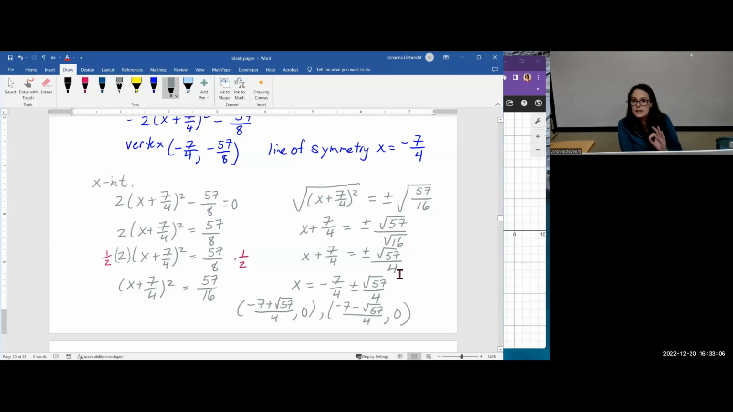Now 57 does factor. It's 3 times 19. But 3 and 19 are both prime. They're not perfect squares. So factoring it won't help. And then you can see that I wrote out the x-intercepts right here. Let's now take a look at the next problem in our problem list.